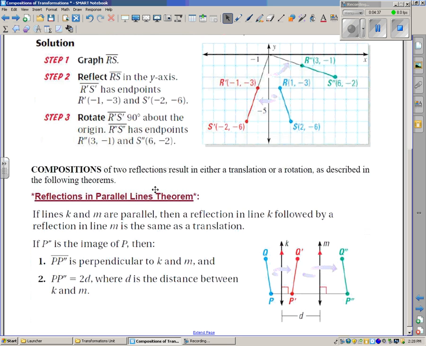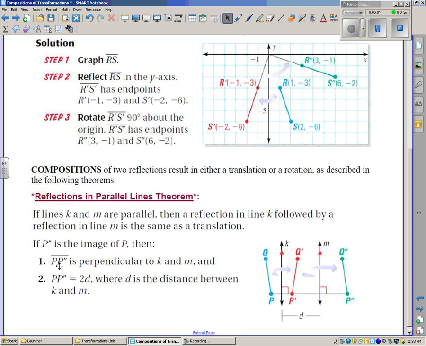So compositions of two reflections result in either a translation or a rotation, as described in the following theorem. Reflection in parallel lines theorem: if we have lines K and M and they're parallel, and we reflect in line K followed by a reflection in line M, it's the same as a translation. In other words, a glide.